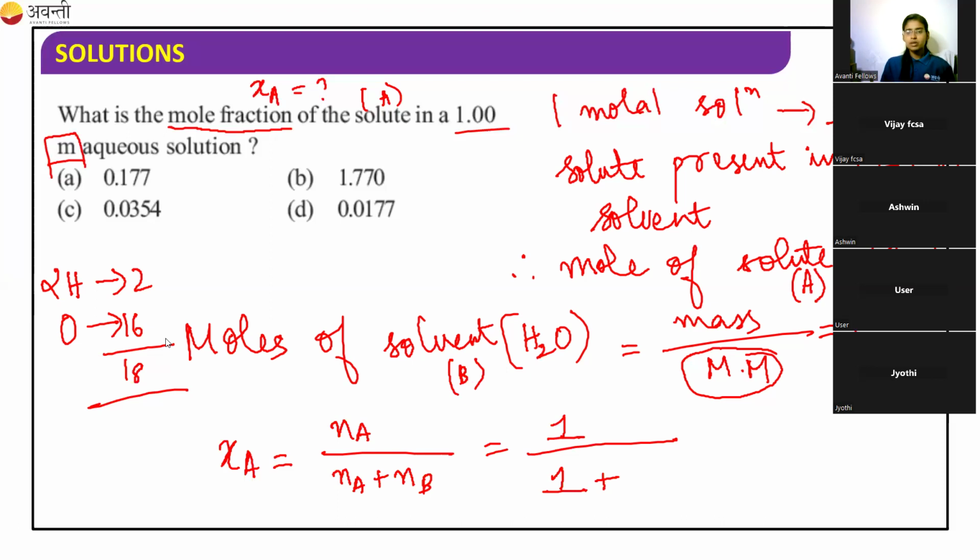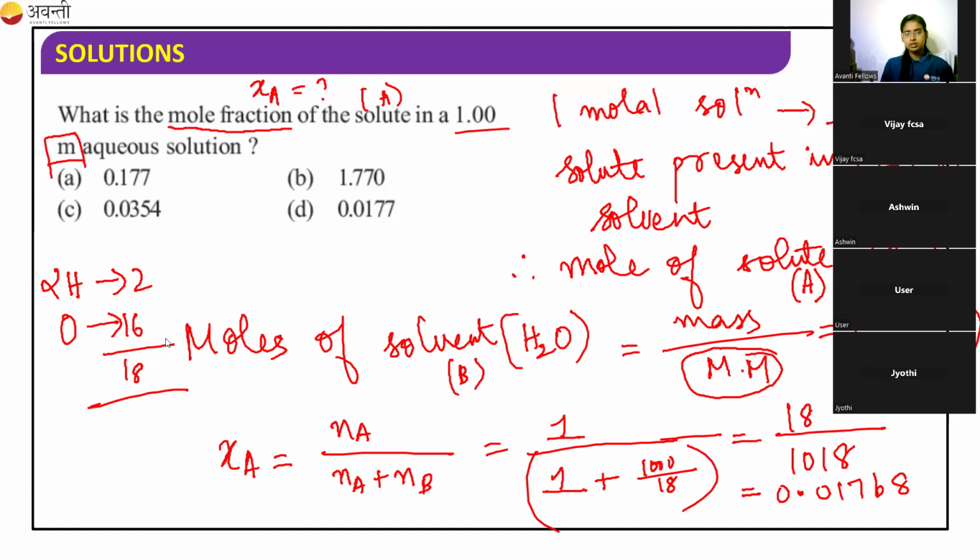It is 1000 divided by 18. Okay, so we have to divide these two. So we will get 18 divided by 1018, which will be equal to 0.0177 or so. So which is the correct answer? Option B is the correct answer.